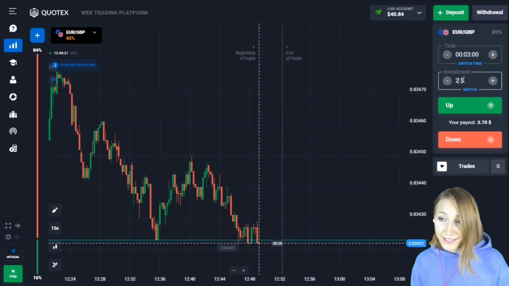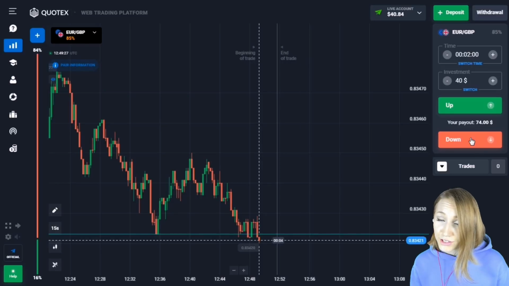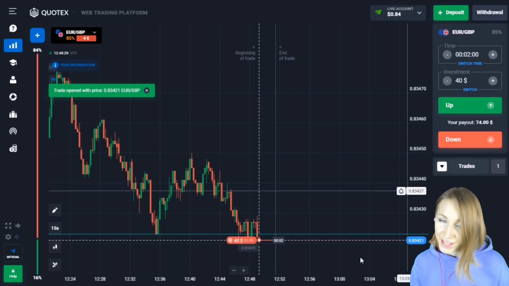Here again, we're down. I think the price will break through this level and then go down, and 2 minutes here will be enough.